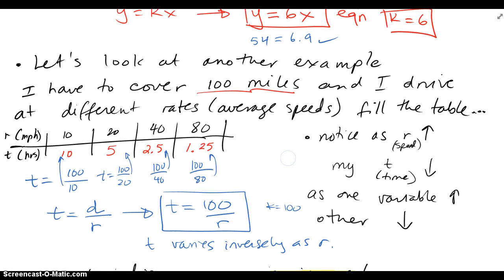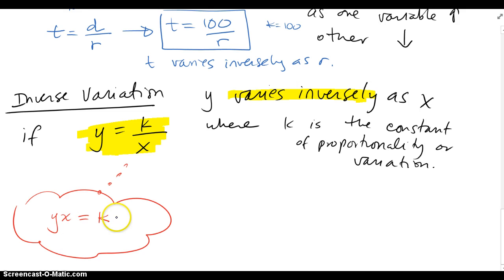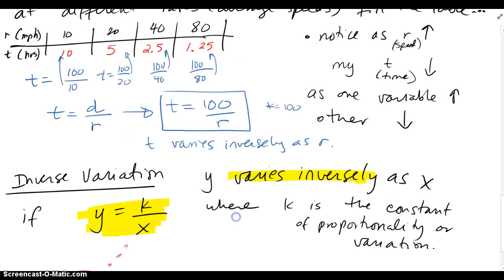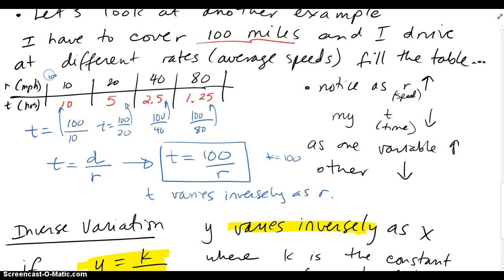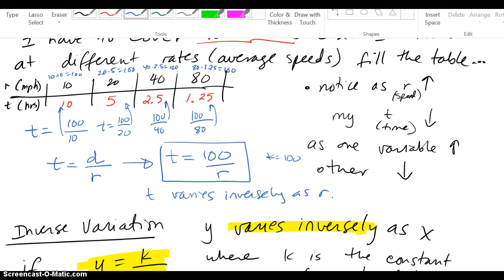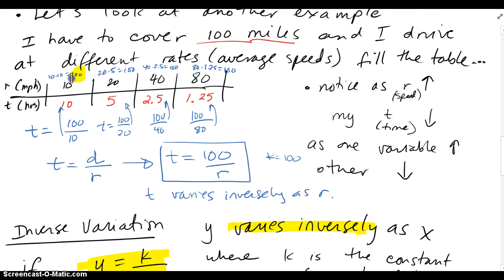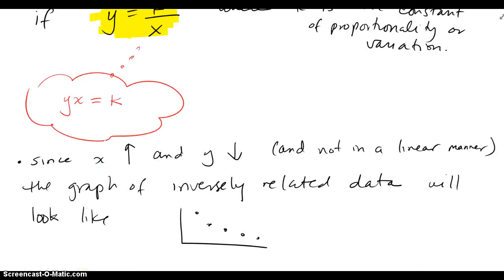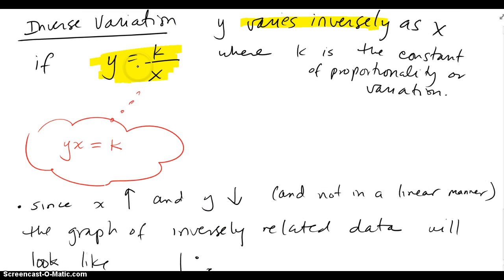I can also check that by this idea we mentioned, that the product of the two variables will always be the same constant. Notice 10 times 10 is 100, 20 times 5 is 100, 40 times 2.5 is 100, and again 80 times 1.25 is 100. So anytime I multiply the two values of my data points, I'm going to get the same constant of proportionality, 100.